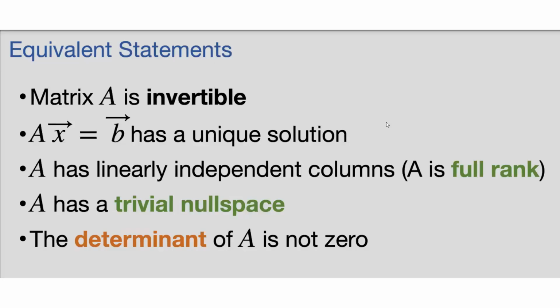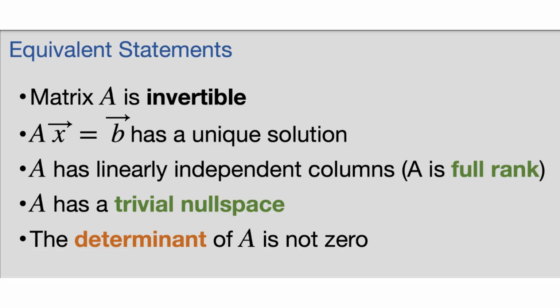Okay, cool. And so now that we have this idea of a trivial null space in our bucket, we can talk about if and only if statements, essentially equivalent statements, with matrices. So if you know that a matrix is invertible, then you also know that AX equals B has a unique solution. All that means is that A has a linearly independent set of columns, so we say that A is full rank. And then if that is true, we also say that A has a trivial null space.